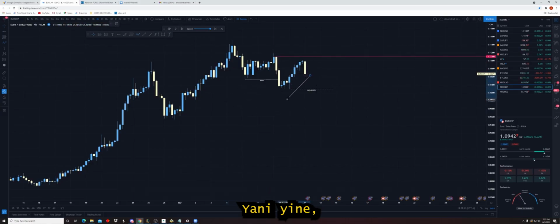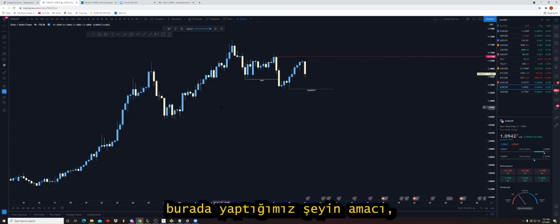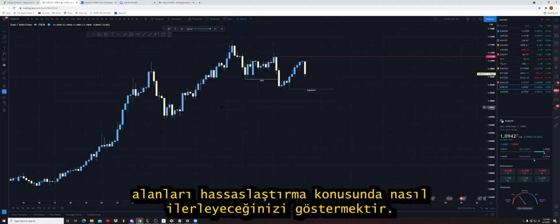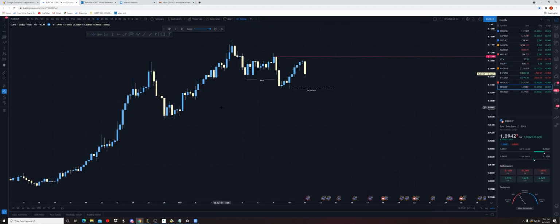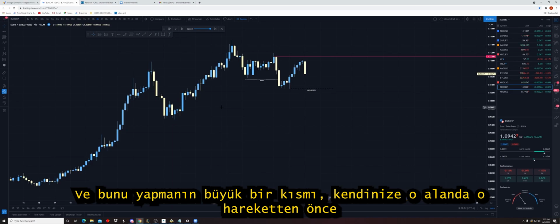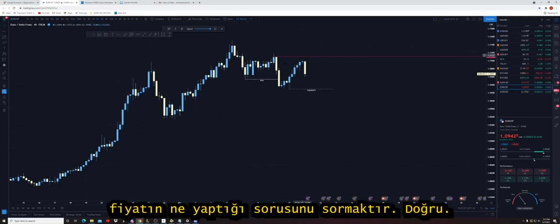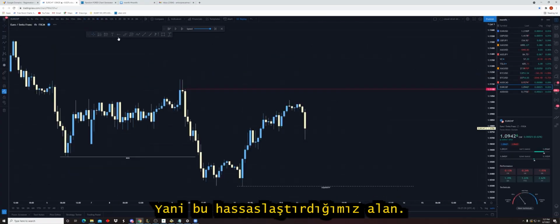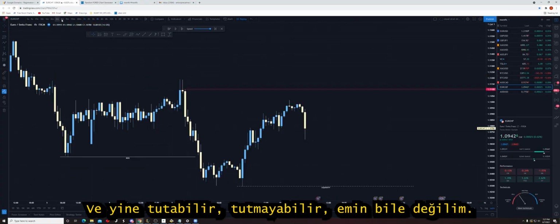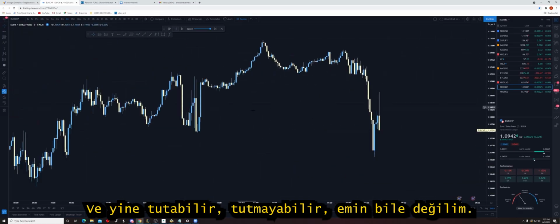So again, the point of what we're doing here is to show you how to go about refining areas. And a lot of the way to do that is to ask yourself the question, what did price do in that area before it created that SND zone, right? So this is the area we're refined to. And again, it might hold, it might not. I'm not even sure. But let's go to a 5-minute and watch it play out.